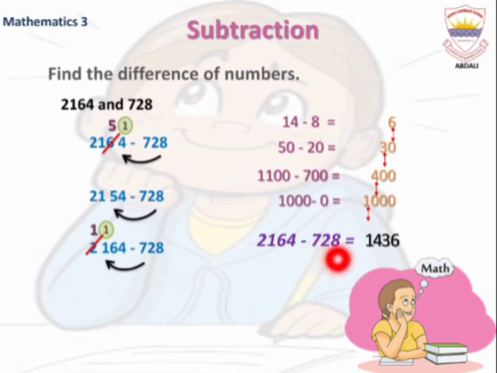When we subtract 728 from 2164, we get 1436.